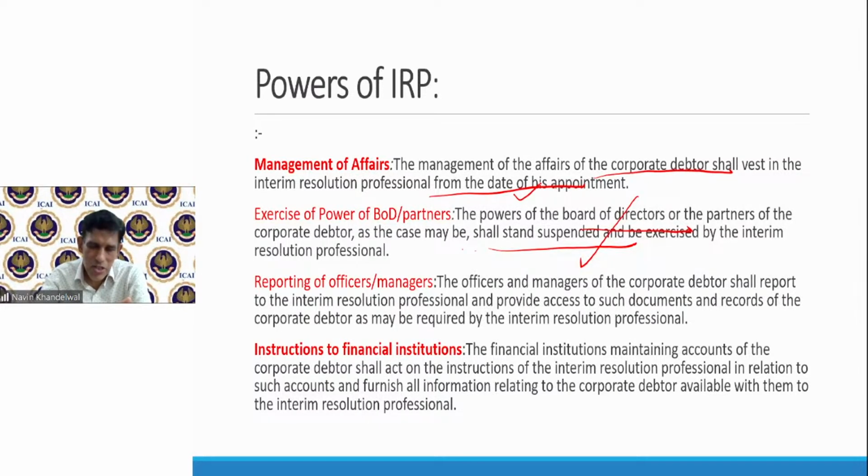And thereafter, the instructions will be given to the financial institution where the bank account of the corporate debtor is being maintained, and he will give an instruction that from now onwards, the bank account will be operated only on the instructions of the IRP rather than anybody else. And he can request the financial institution to provide any such information, account statement.